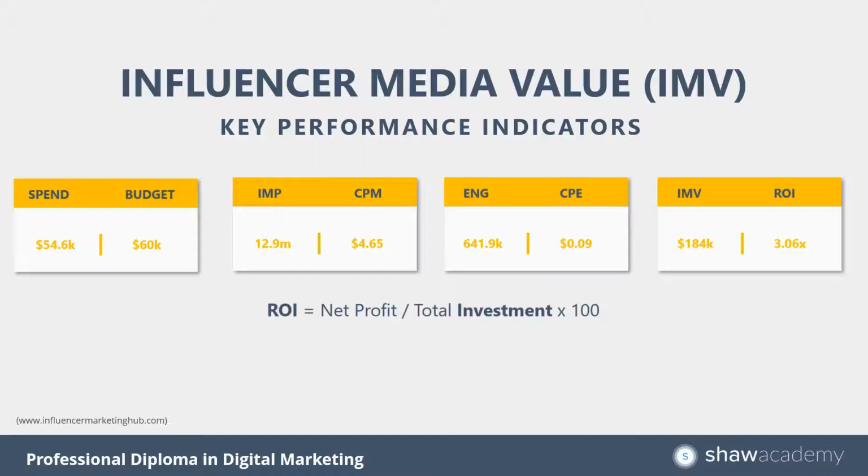Had you spent $184,000 as opposed to $54,600, which is the shown influencer media value, your CPM would have been $14.30 and your CPE would be $3.50. That is a huge jump. So you can see there, I think that's a very clear way to see what your savings would be.